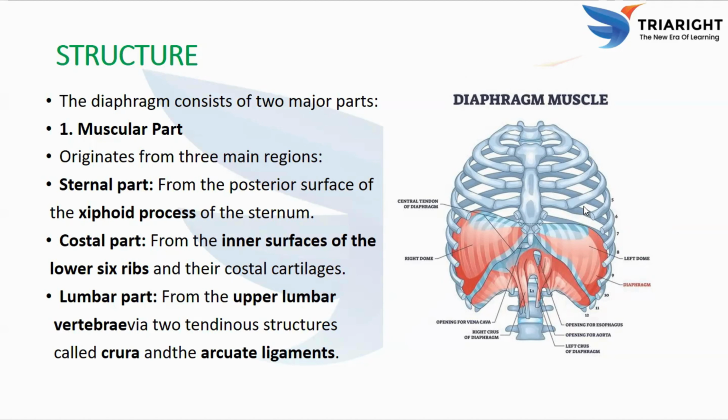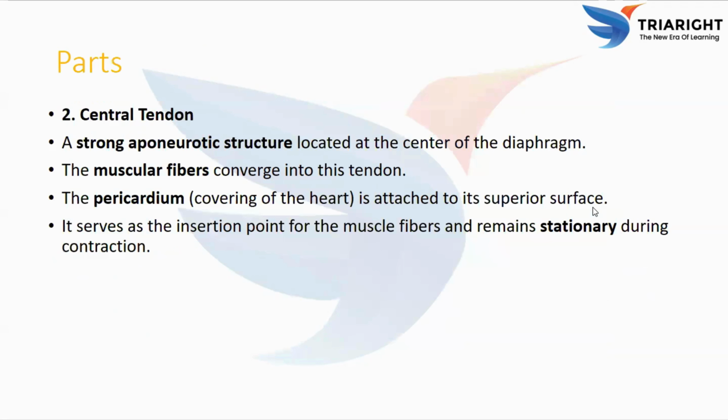So if you imagine the central tendon as a parachute, the muscular parts are like the fabric edges and the central tendon is like the ring in the middle where all the ropes join. So when the edges are pulled, the center moves slightly, helping air fill the lungs.